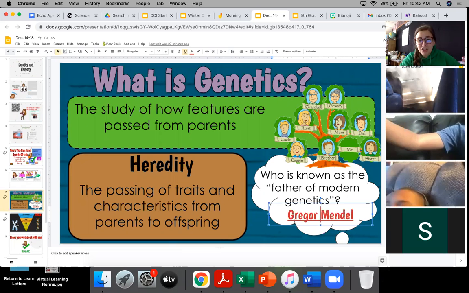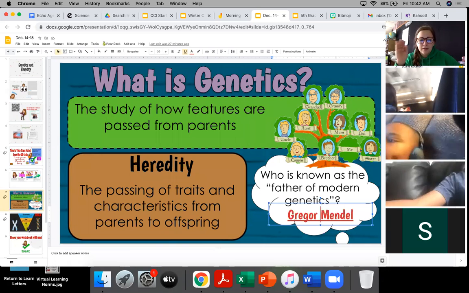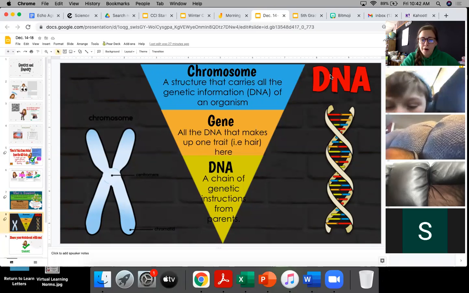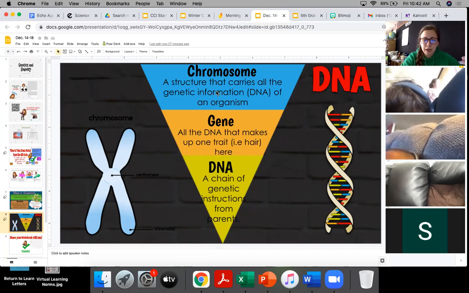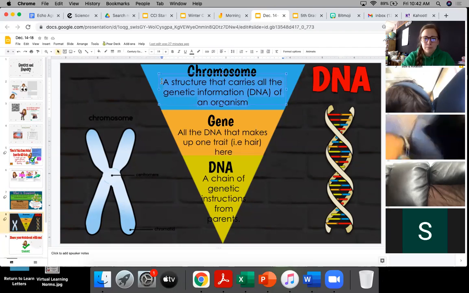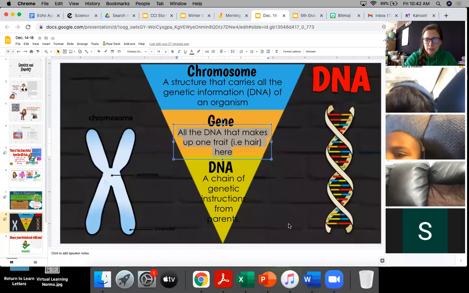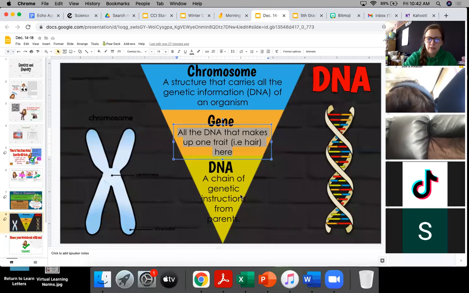All right, so the last page of notes that we're going to take today is on the breakdown of the chromosome. Before I go into present mode, I'm going to put this into the chat for you guys so that you can be copying and pasting this information as I'm talking about it. So we have the chromosome, and in the chromosome we have genes, and in the genes we have DNA.